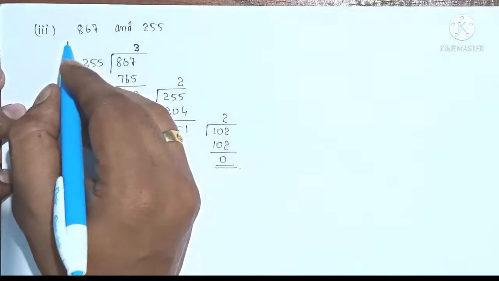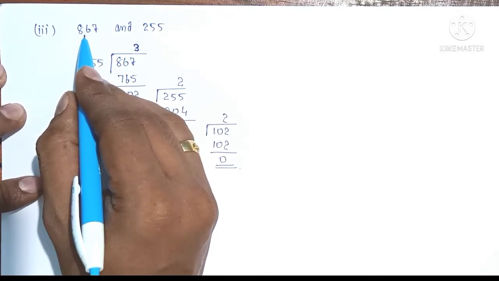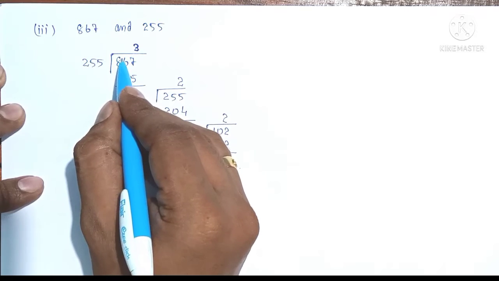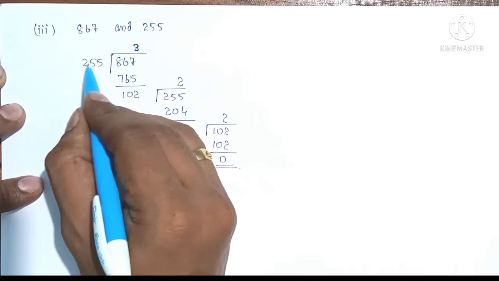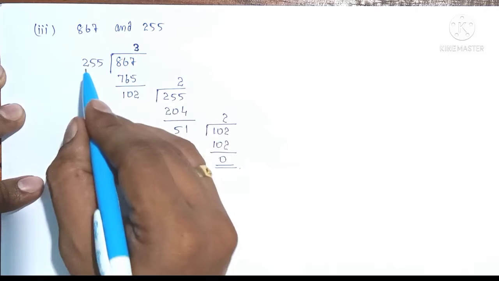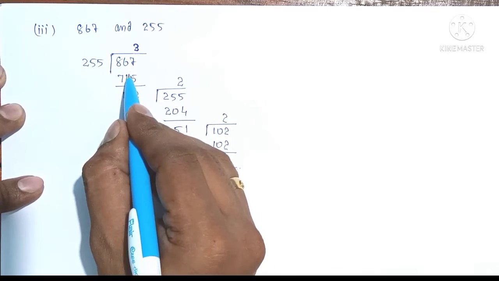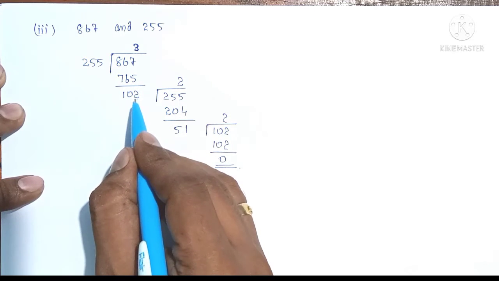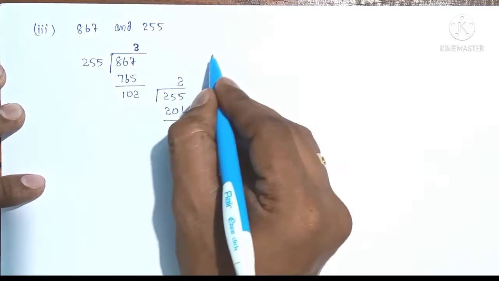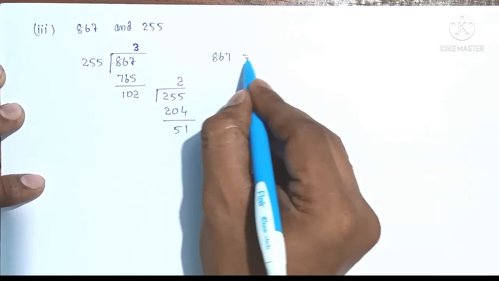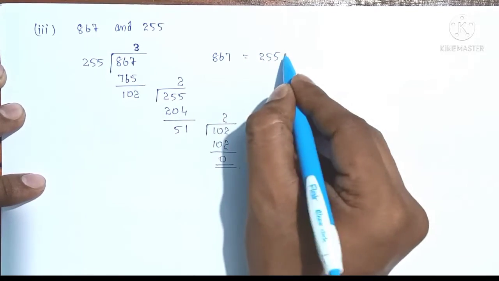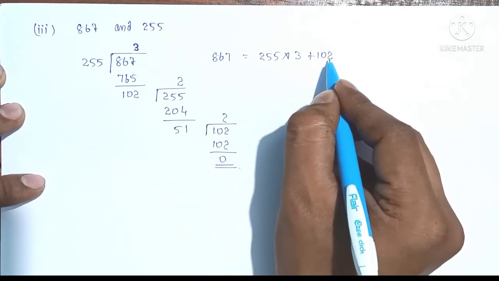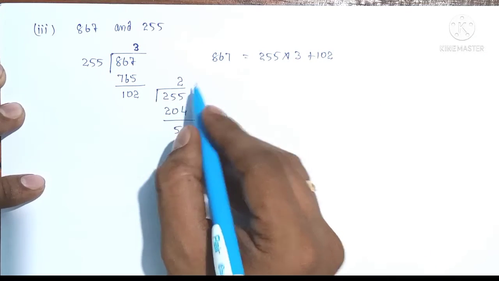Okay, now we move on to the next question. HCF of 867 and 255. Okay, so 867 is a bigger number. 867 divided by 255. So 3 into 255, we will get 765. So the remainder is 102. So remainder is not equal to 0. So 867 is equal to 255 into 3 plus 102. As the remainder is not equal to 0, we will continue the division.